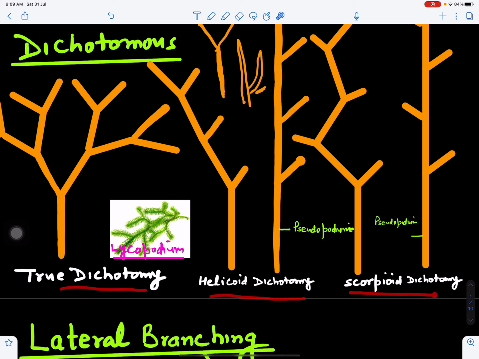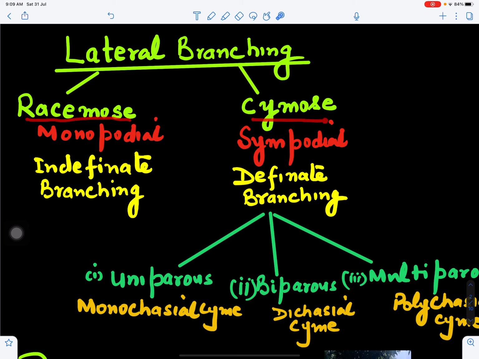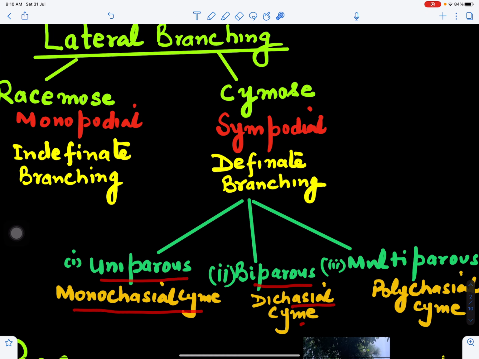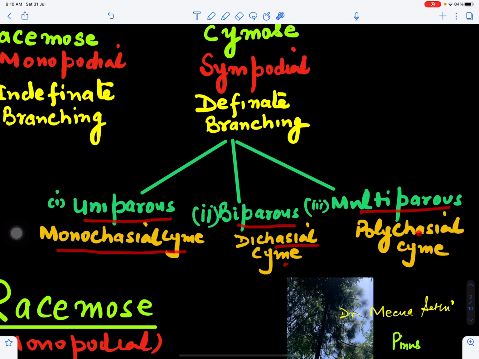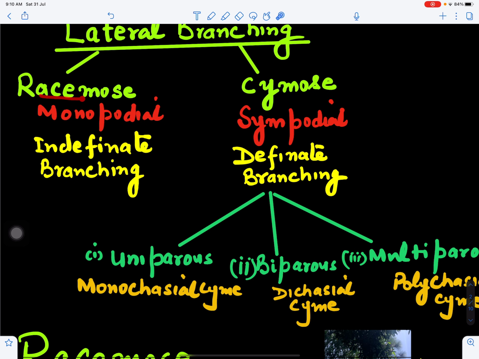Now lateral branching pattern is further of two types. This may be racemose, this may be cymose. Racemose is also called monopodial or indefinite branching pattern. Cymose is called sympodial or definite branching pattern. This is of three types: uniparous, also called monochasial cyme; biparous, also called dichasial cyme; multiparous, also called polychasial cyme. Now first we'll discuss racemose, monopodial or indefinite branching pattern.